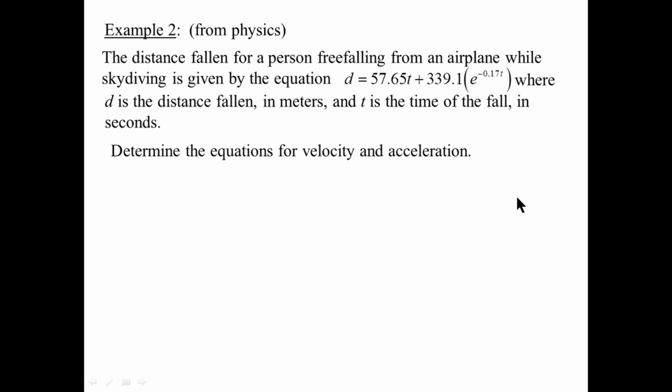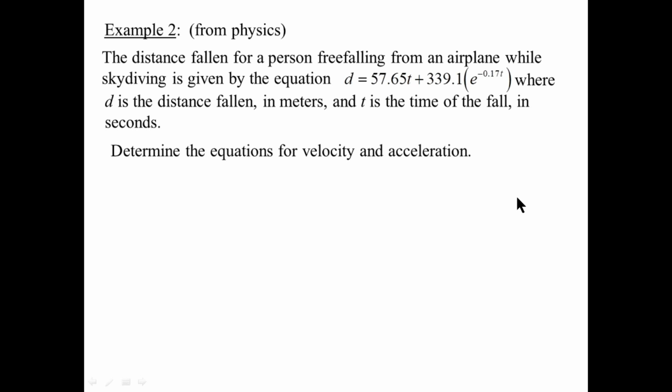Example 2, another application from physics, an elementary physics question. The distance fallen for a person free falling from an airplane while skydiving is given by an equation. D is the distance fallen in meters, and T is the time of the fall in seconds. And there it is in front of you. Determine the equations for velocity and acceleration.